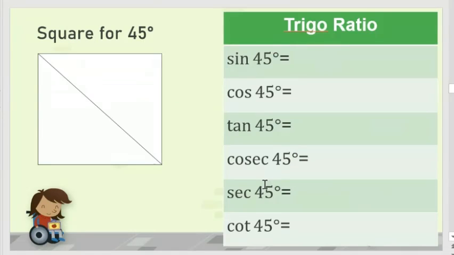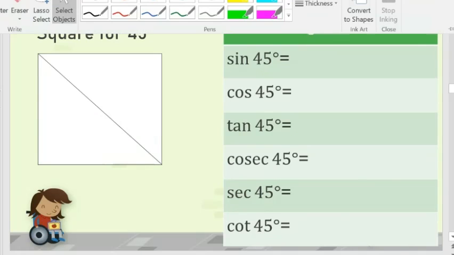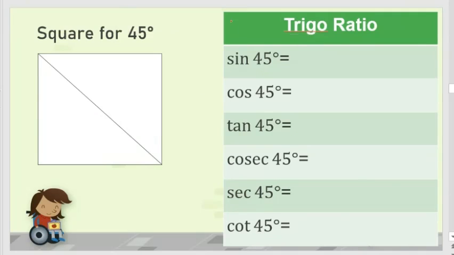Okay, we figure it out one by one. For example, 45 degrees. To determine this, you need to draw a square. The square is for you to find the special angle values, sine, cos, tangent for 45 degrees. So first, let all the sides be 1, 1, 1, 1.